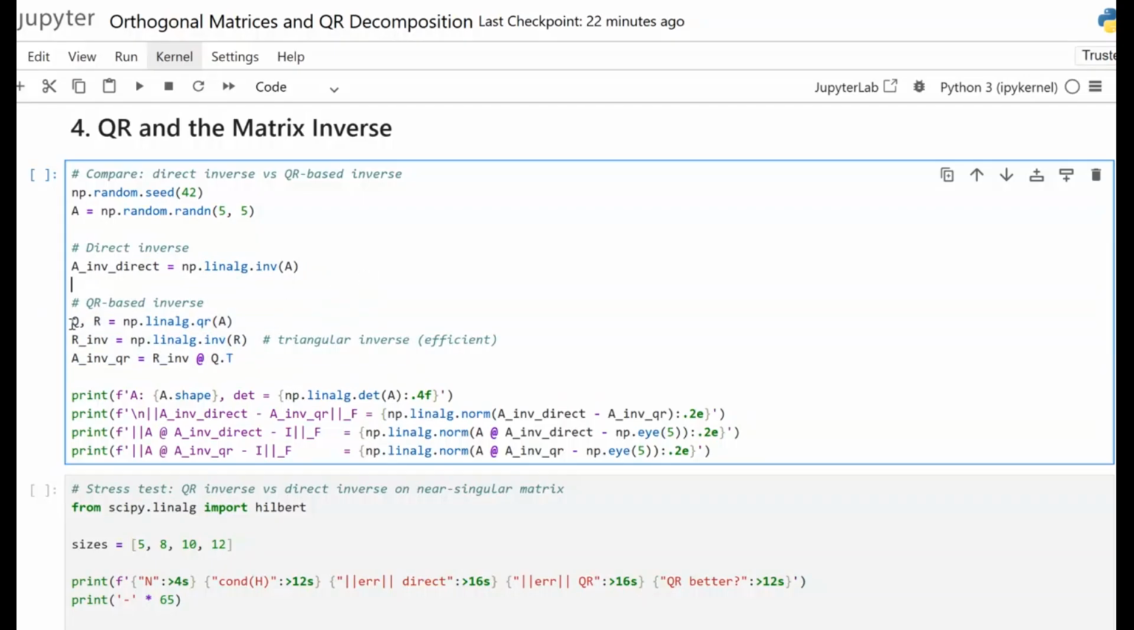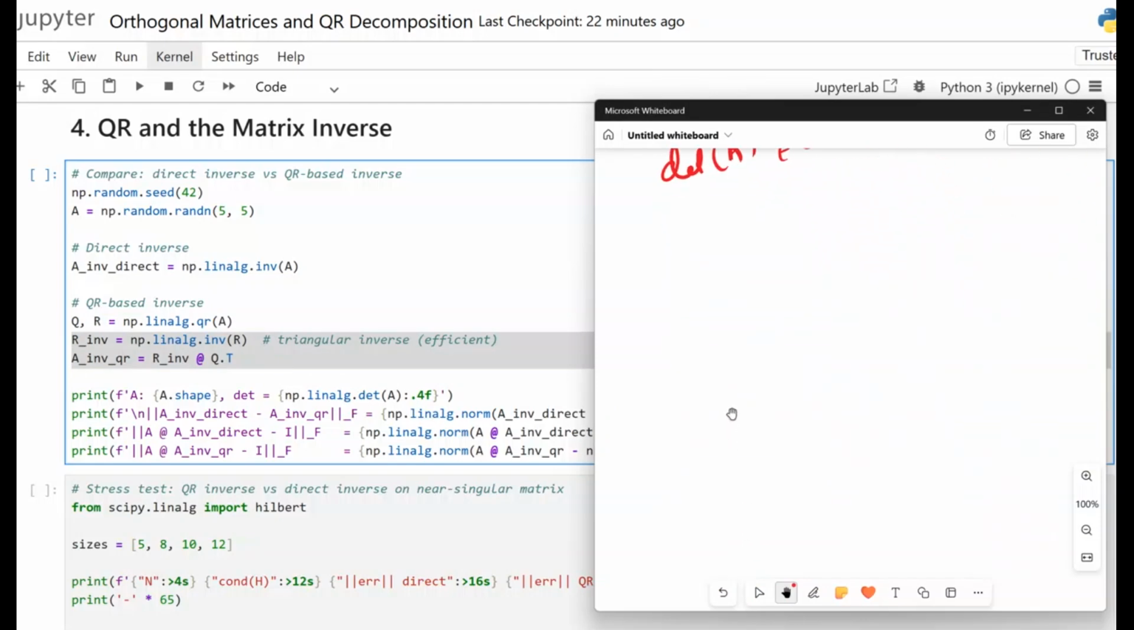The first step is all about factorization. Here it decomposes A equal to QR, where Q is orthogonal and R is upper triangular. And next it is going to invert by using this structure. Of course, we have already discussed the structure, that is A equal to QR, where A inverse is equal to R inverse Q transpose. So inverting R is efficient due to its triangular structure.